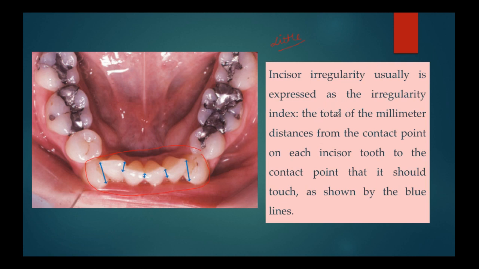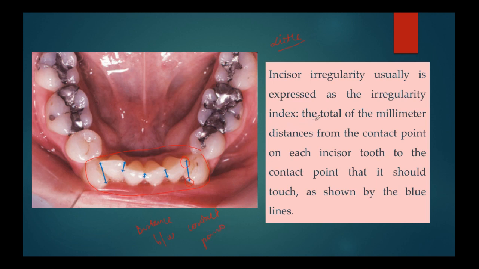What we measure here is the total of the millimeter distance from the contact point on each incisor tooth to the contact point that it should touch. If you can see here, this contact point should have been present here. So what we measure is the distance between these two contact points. This distance is then added, and then we calculate the total irregularity index. As shown by these blue lines, we measure the distance between the contact points. So this gives us Little's irregularity index.